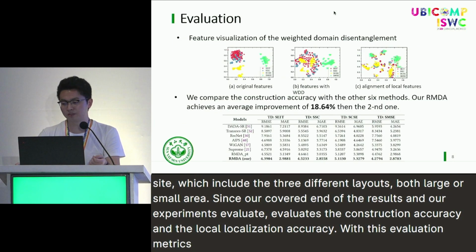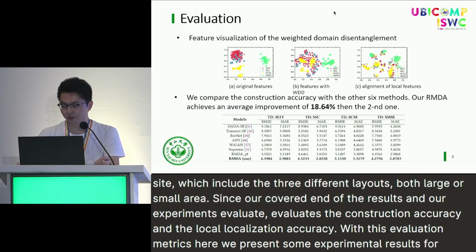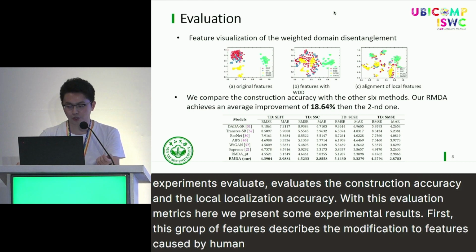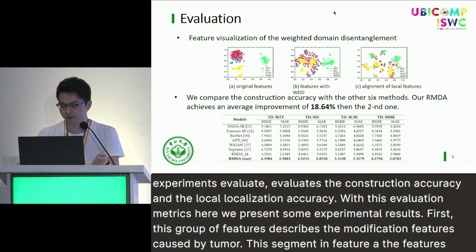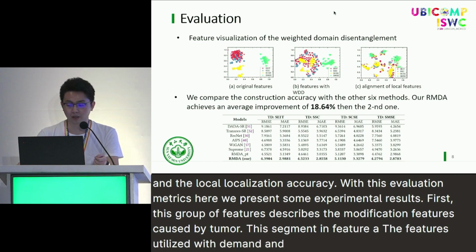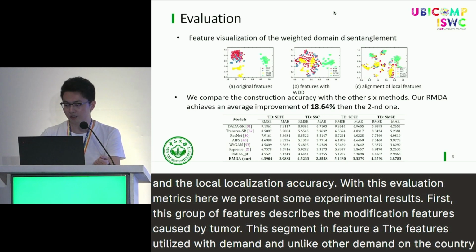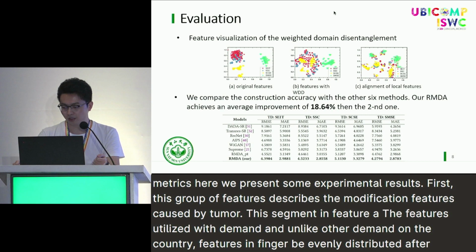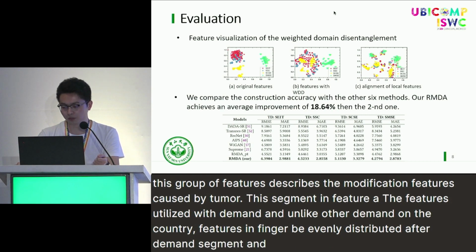Here we present some experimental results. First, this group of figures describes the modification to features caused by domain disentanglement. In figure A, the features are clustered by domain and are unlike other domains. On the contrary, features in figure B are evenly distributed after domain disentanglement, and we show the alignment of local features in figure C.